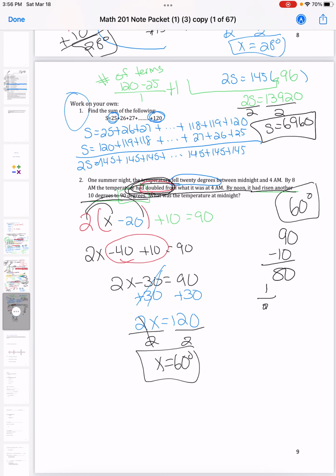Yep, so I was dividing by 2 to give me 40. And then all the way to the opposite of fell 20 degrees. So the opposite of fell is to add. So I get 60 degrees.